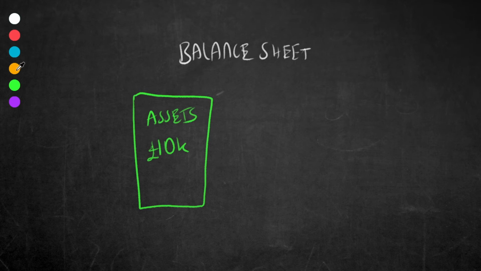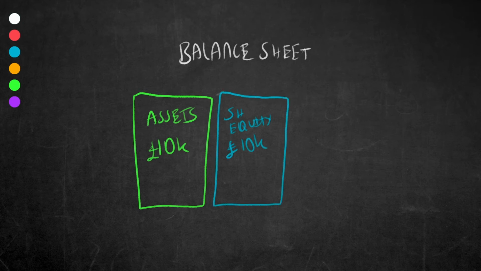We're going to forget about liabilities for now and go straight to shareholders' equity. Because you've invested £10,000 into this business, your shareholders' equity is in fact £10,000. These two sides of the equation balance, they're equal to each other, easy. Let's add liabilities into the mix now.